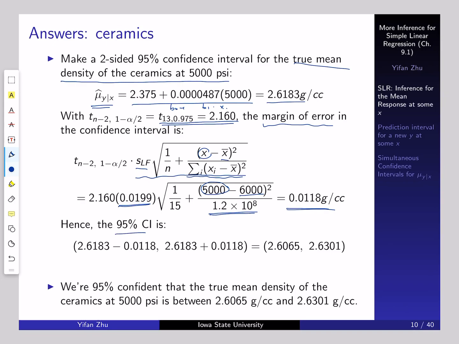And the 95% confidence interval is then again mu of y given x hat, the estimate of the mean, plus or minus the margin of error, and the 95% confidence interval is 2.6065 to 2.6301. Okay, and you can see that the width of the confidence interval changes as your x value changes.